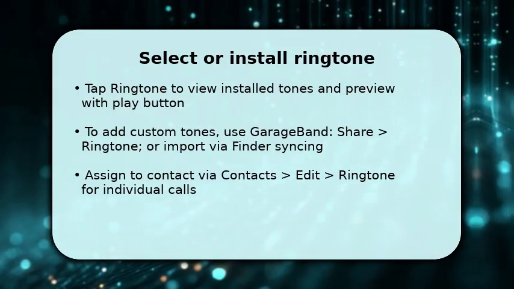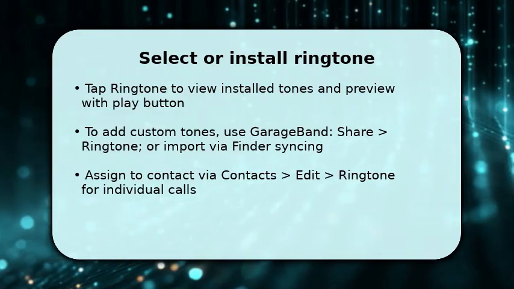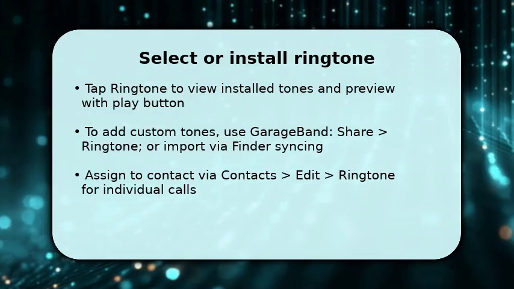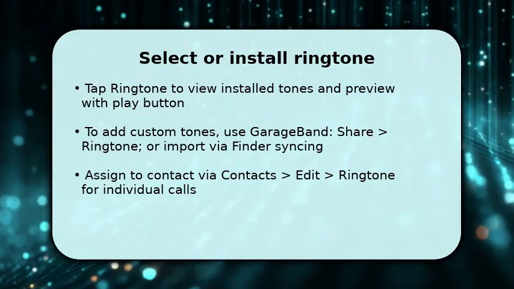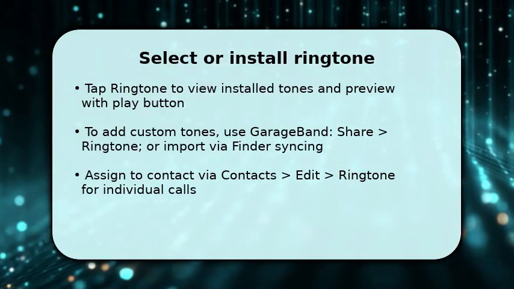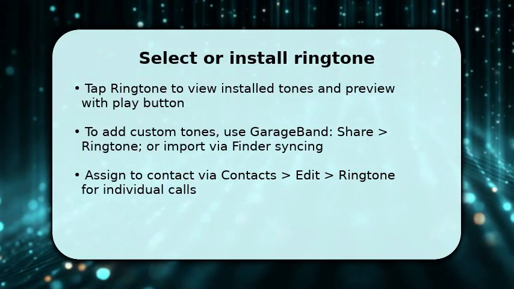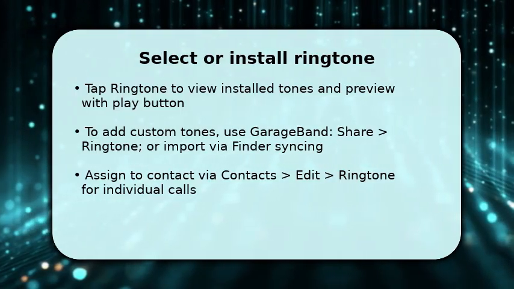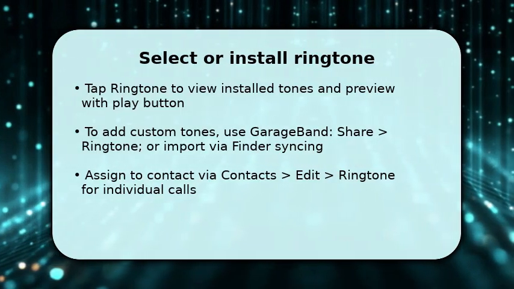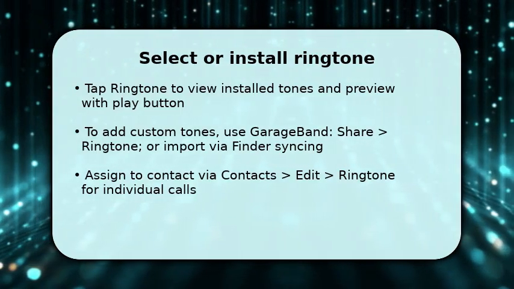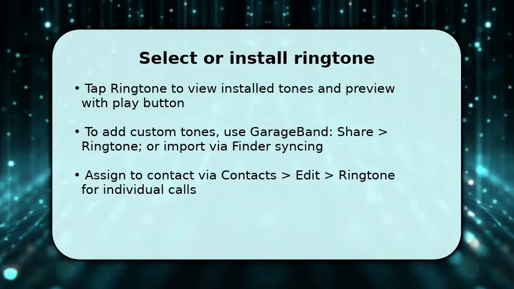If you need a custom sound, open GarageBand, export the track as ringtone, then use Share to add it. Alternatively, import an M4R using Finder or iTunes and sync. Once the tone is present, assign it to a contact by opening Contacts, tapping Edit, selecting Ringtone, and choosing the new tone for that person.